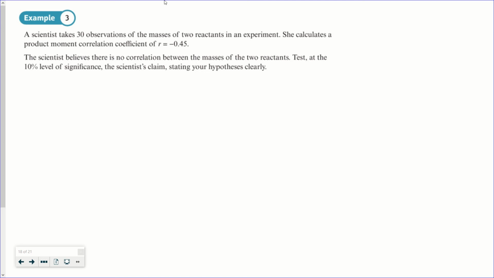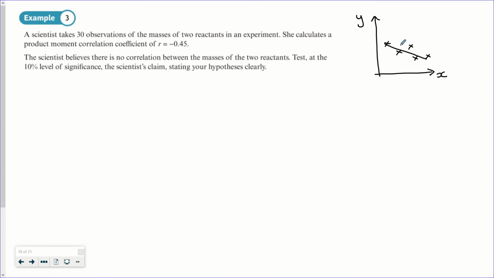In example 3, we've got a scientist who's taken 30 observations of the masses of two reactants in an experiment, and she calculates the product moment correlation coefficient and finds out that the sample correlation coefficient is minus 0.45. So if we just draw a little sketch of what's happening here, say X is the mass of one of the reactants in the experiment, and Y is the mass of the other reactant in the experiment, then out of the sample that she's taken, our sample correlation coefficient is minus 0.45.